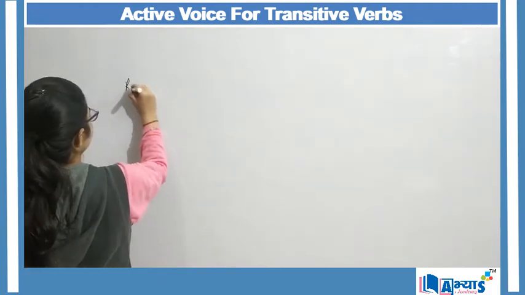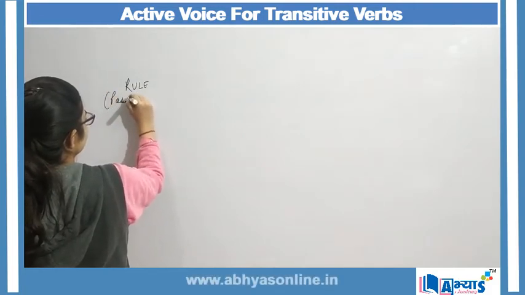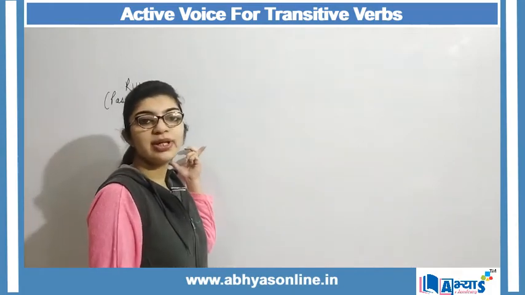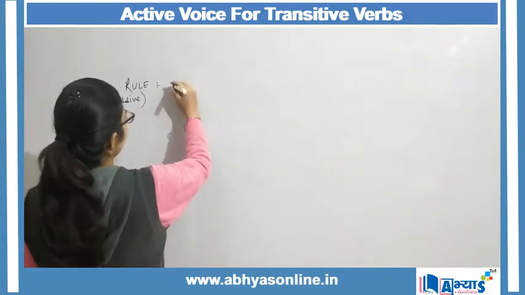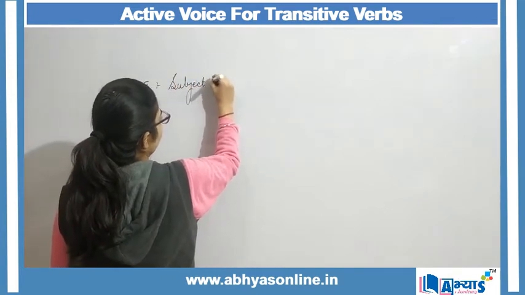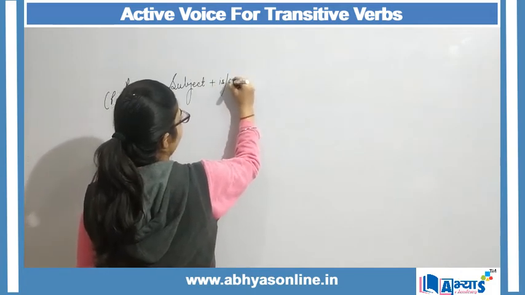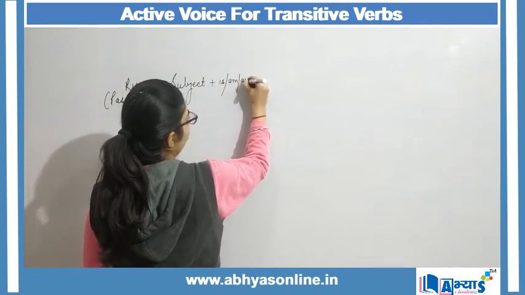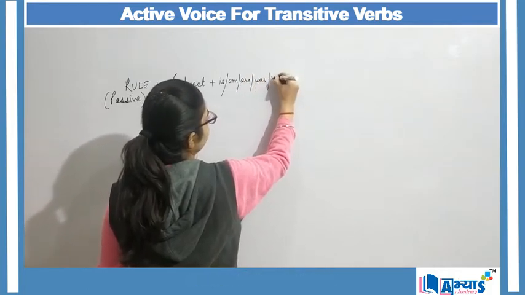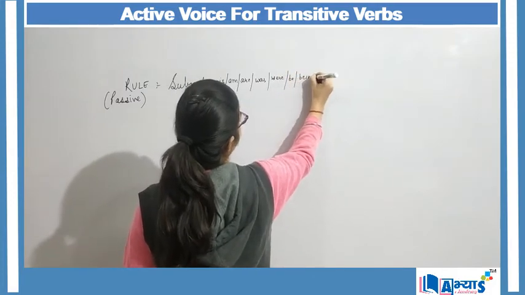So rule for passive is our sentence will always begin with a subject. So I will say subject plus is, am, are, was, were, be, being, etc.